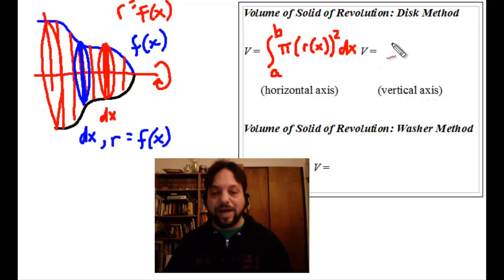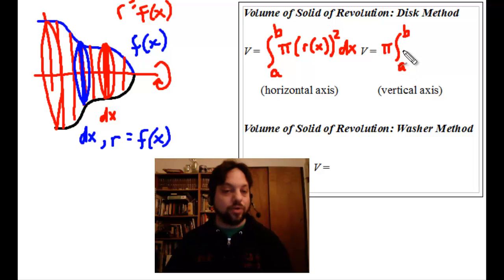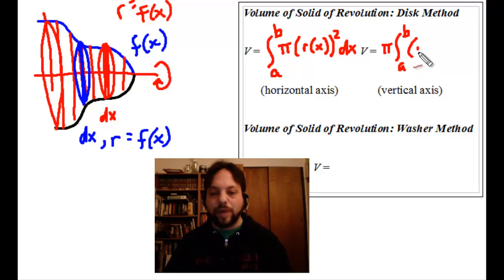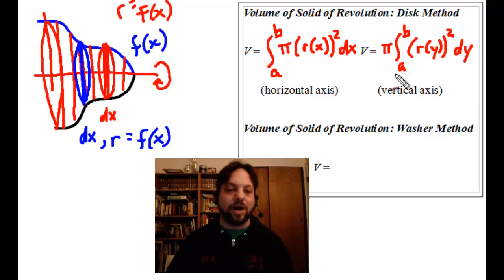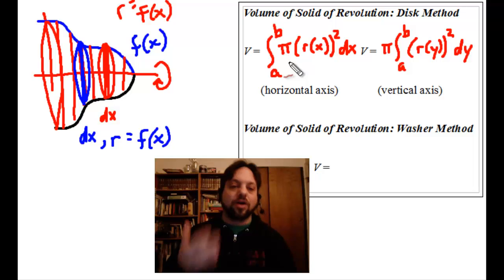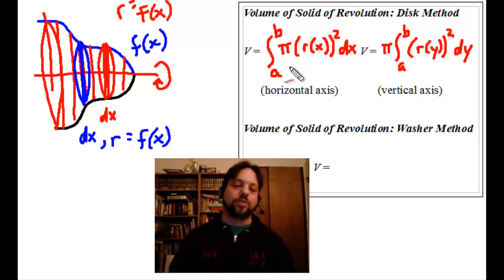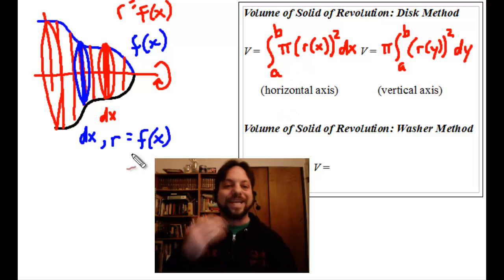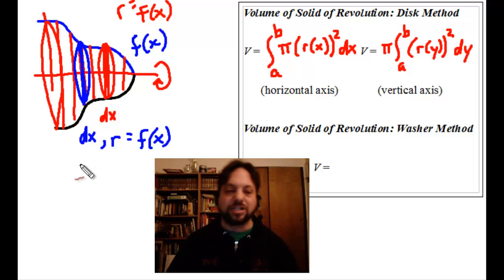So if we have a vertical axis that we're rotating around, it's going to be a very similar formula. This time I will move the pi outside. We'll integrate from a to b of the radius of each disk, which is just the function itself, and then times dy for the height of each disk in this particular case. So you can see that really all we're doing is pi r squared. That's really all it is, pi r squared. The only difficulty comes in what is the actual radius, and that's where we're going to spend the majority of this lesson focusing.